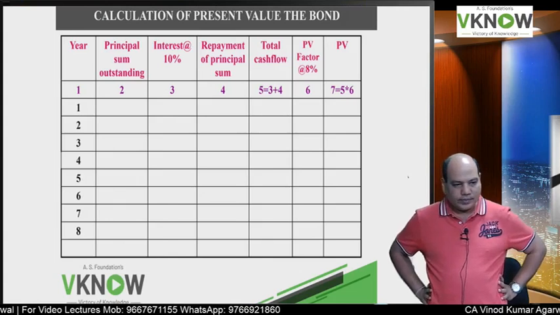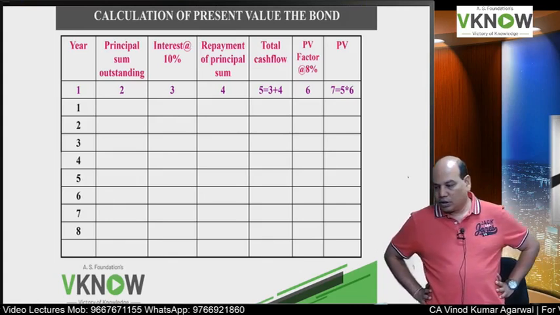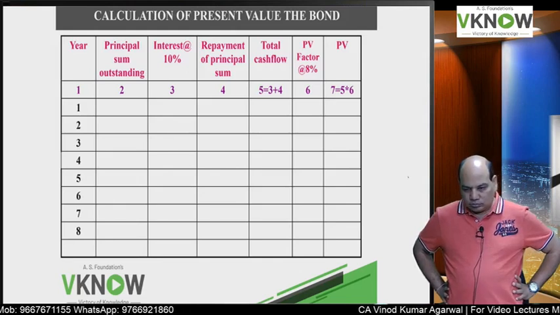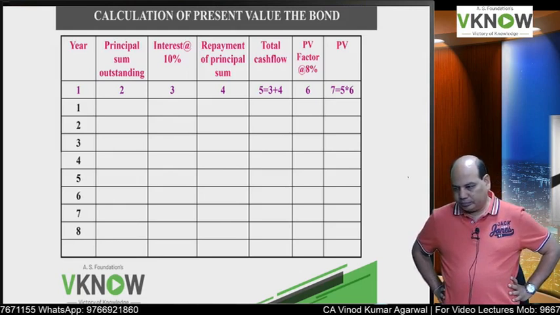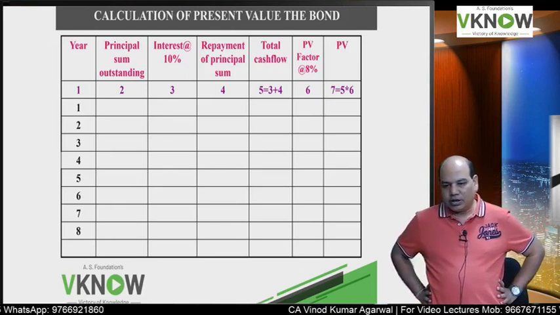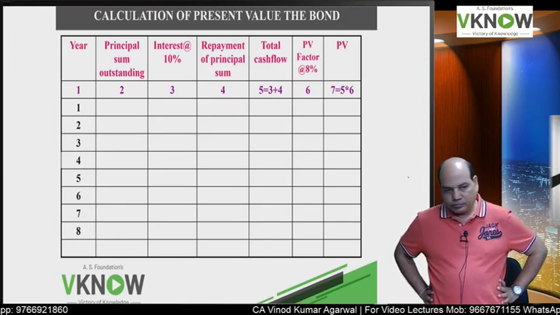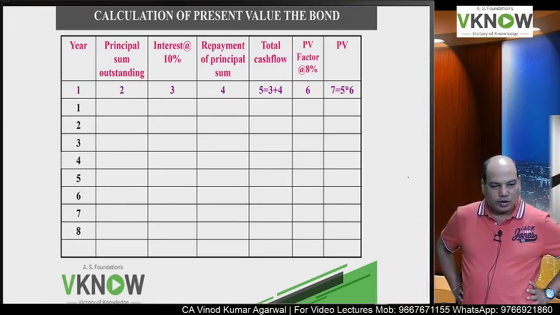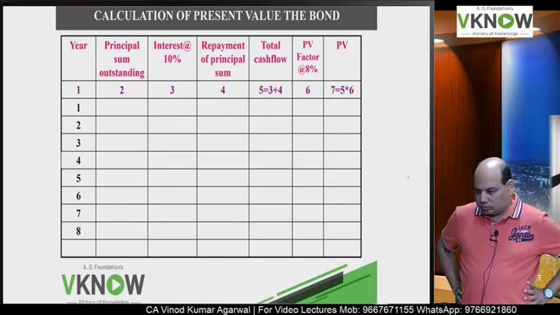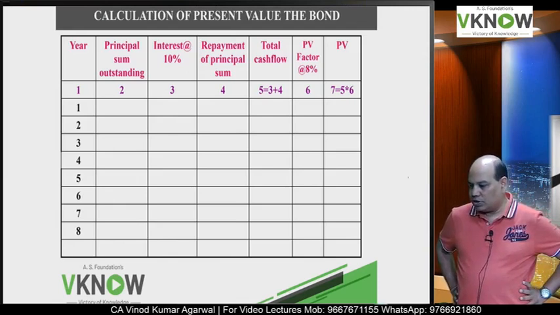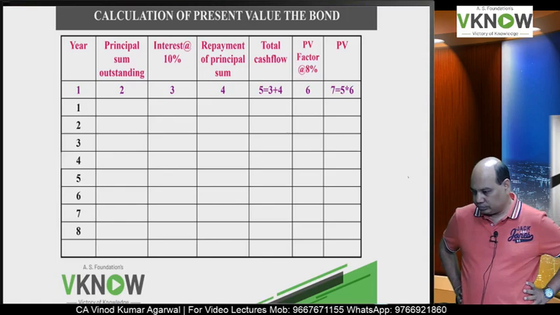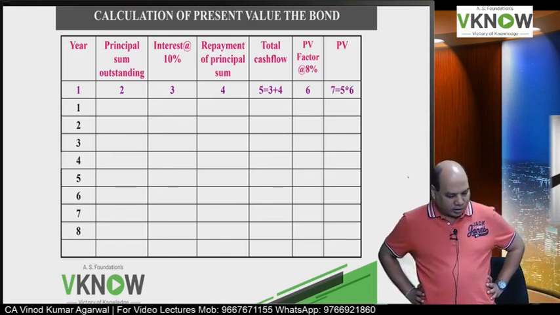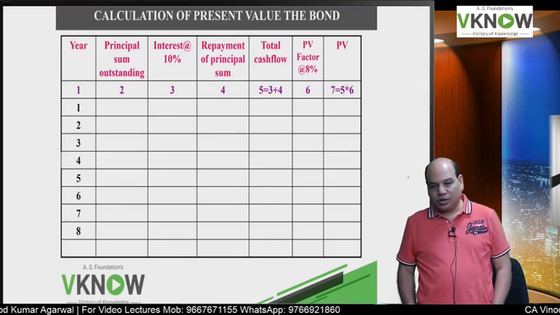First column, year. Second column, principal sum outstanding. Third column, interest at the rate of 10%. Fourth column, repayment of principal sum. Fifth column, total cash flow, principal plus interest. Sixth column is PV factor at 8%. And the last column, PV, present value.